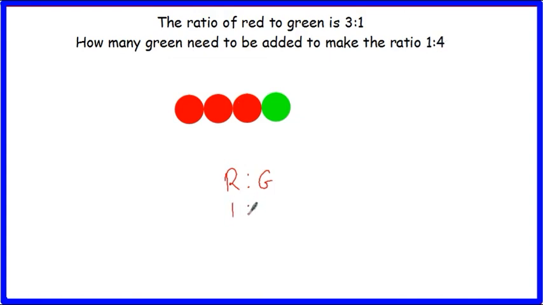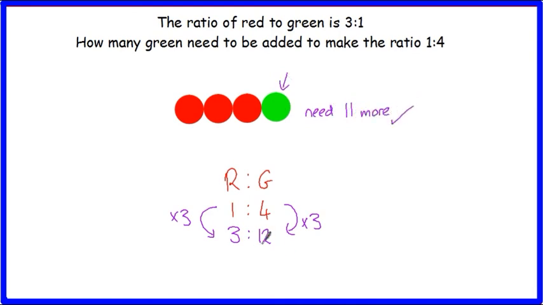So what I want to do is I want to put that underneath it. Now, how many red do you have? You have 3. So what I'm going to do is, how do I get from 1 to 3? I times by 3. I need to do the same on this side. So I need 12 green in total. Now I've got one of them. That counts. I need 11 more to make it 12.